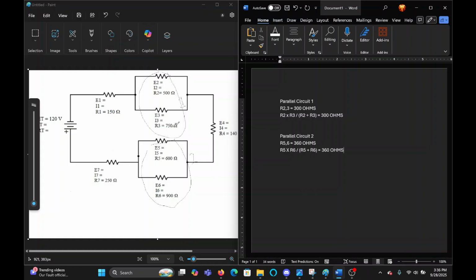Alright, so now that we made this, we can make this into a series circuit, or we can find RT. So this thing, the whole entire thing right here, is R5 and 6. No, not R5 and 6, it's R2 and 3.